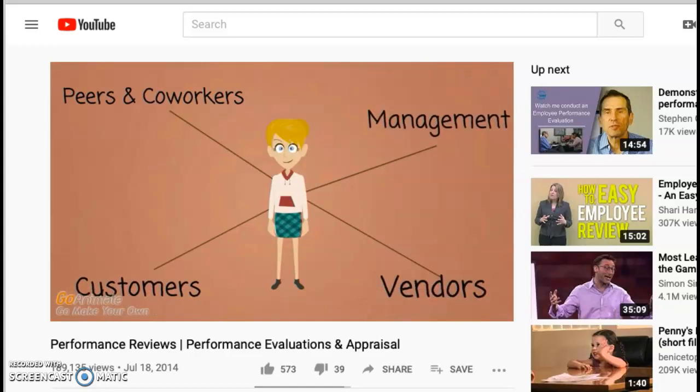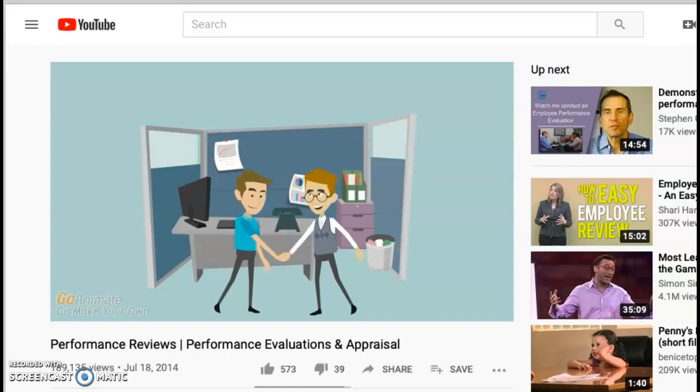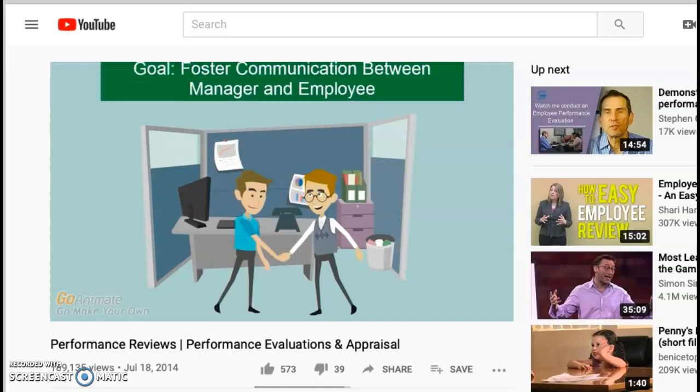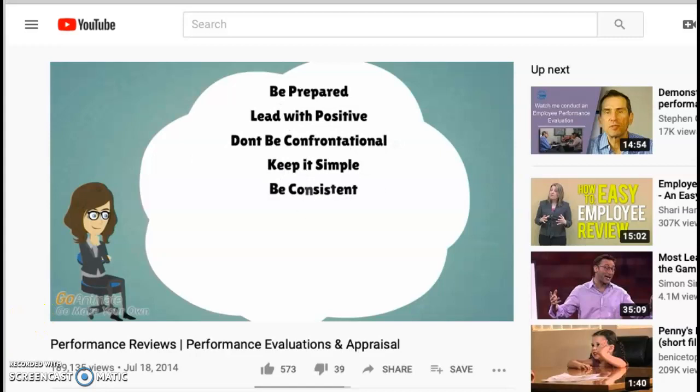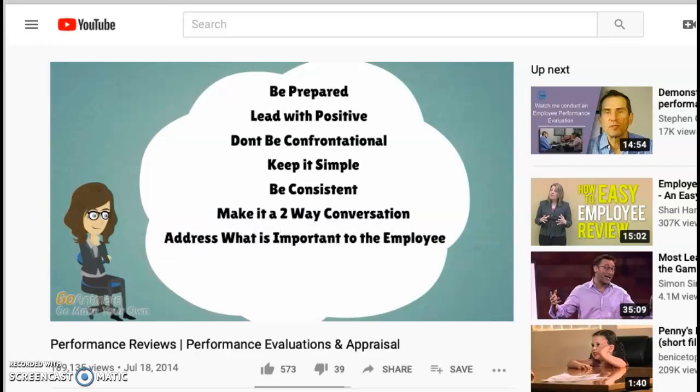No matter which type of performance evaluation used, remember the goal is to foster communication between managers and employees. To make your performance reviews as productive as possible, try the following steps. Be prepared. Lead with the positive. Don't be confrontational. Keep it simple. Be consistent. Make it a two-way conversation. Address what's important to the employee. Discuss work and life balance. Be a good listener. Give feedback regularly.